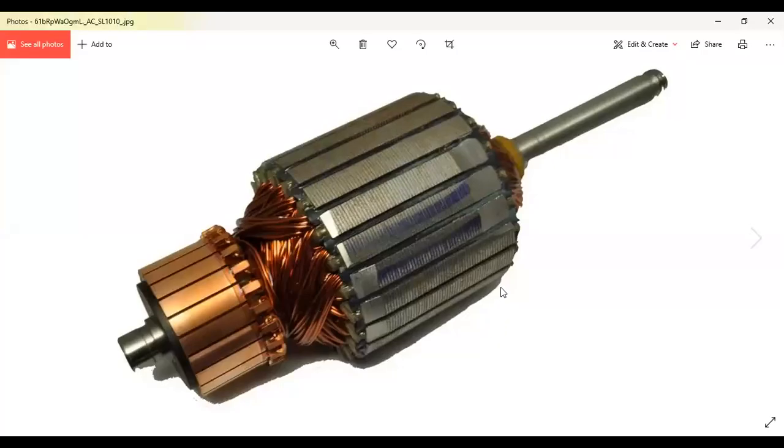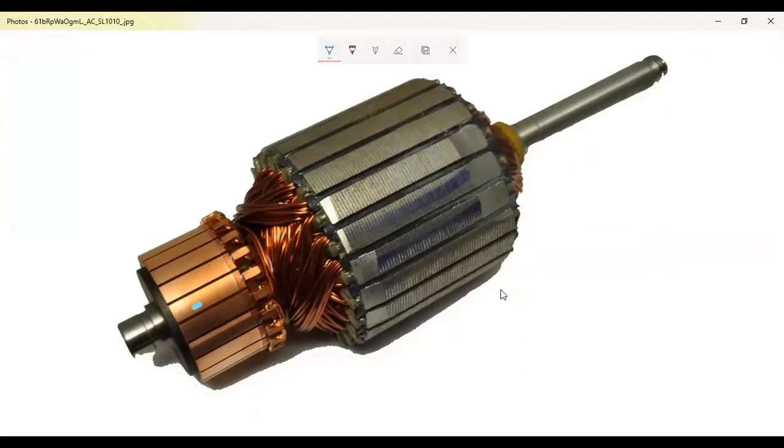Can you see this? Yes, sir. So this is basically the commutator segment.